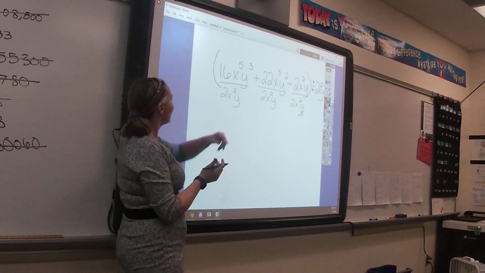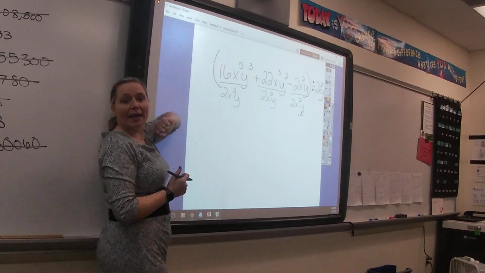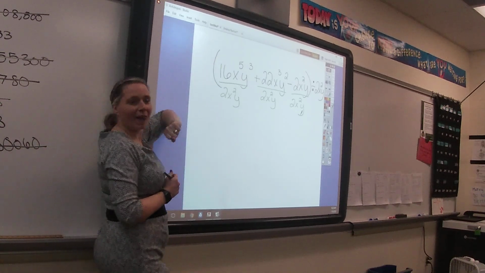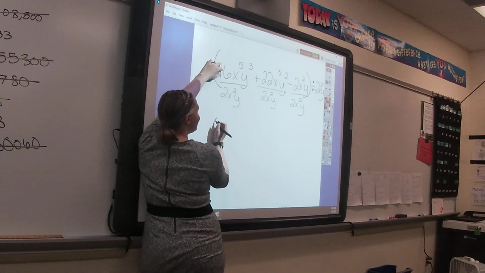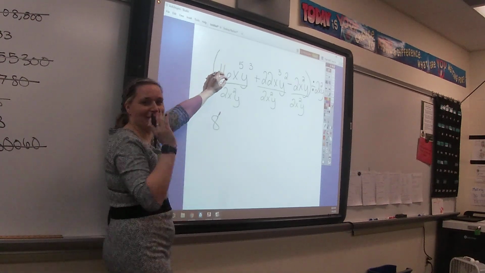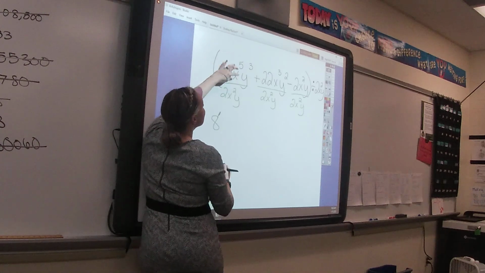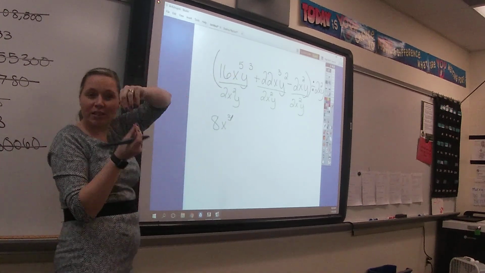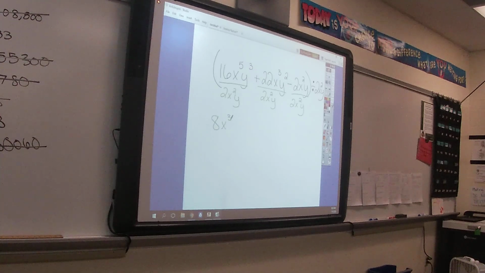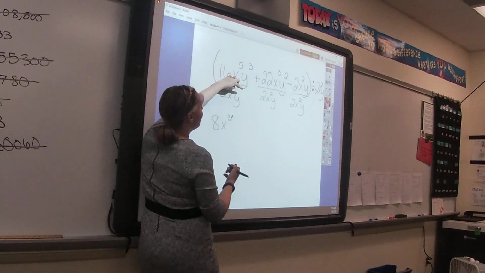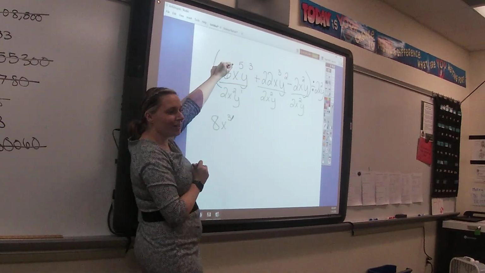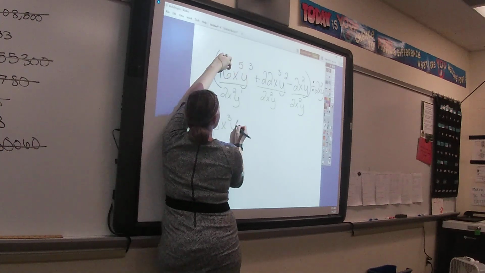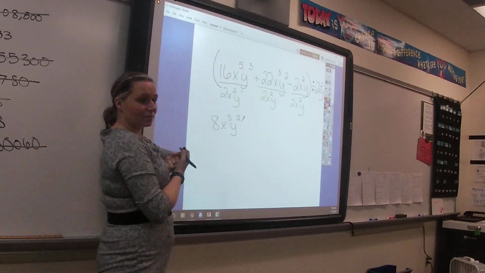8x third y to the second. Where did you get that? 16 divided by 2 is 8. Lord, I'm ready for Friday, apparently. 5 minus 2 is 3, right? Because when there are multiple variables, we subtract the ones that have the same base. And then 3 minus 1 is 2. When we don't see an exponent, it's really a 1, so 3 minus 1 is 2.